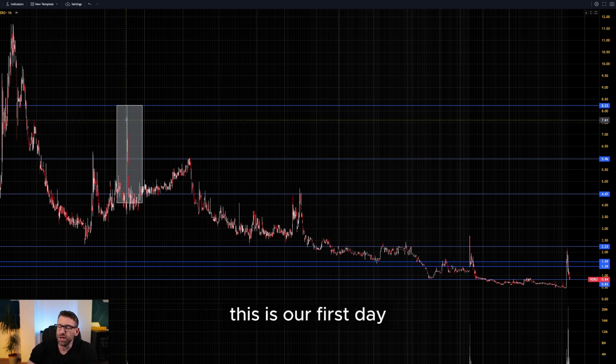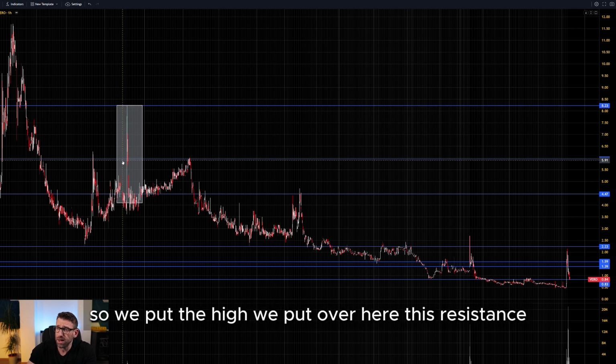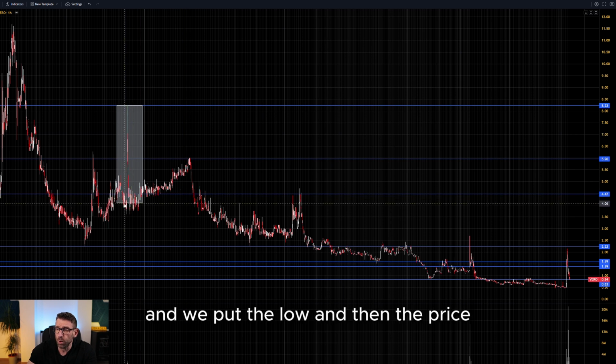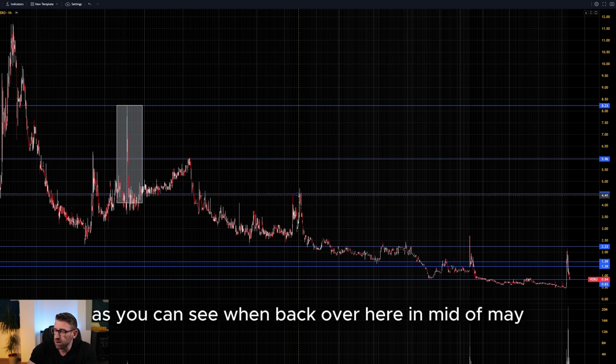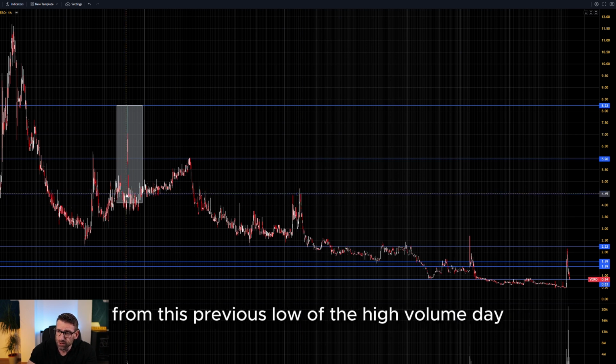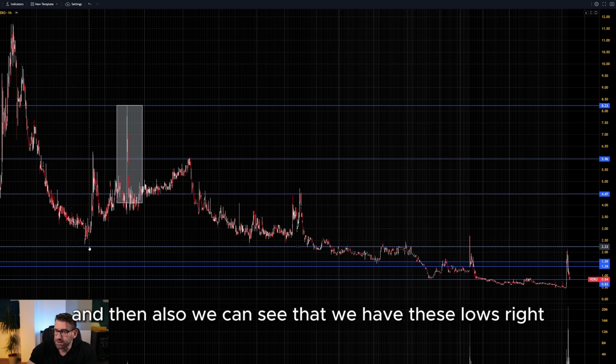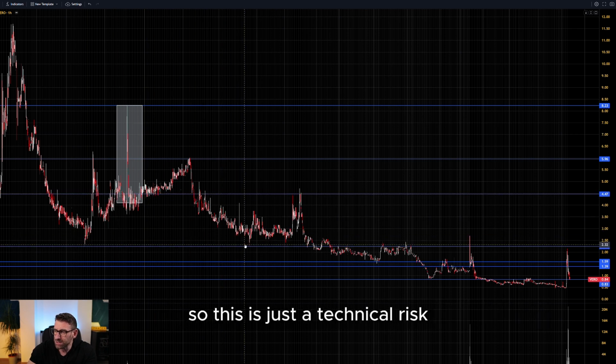This is our first day, remember, the 21st of December. So we put the high, we put this resistance over here because the price also rejected over here, we put the low. And then the price, as you can see, went back over here in mid May and had the rejection from this previous low of the high volume day. And then also we can see that we have these lows, right? So this is just a technical resistance.